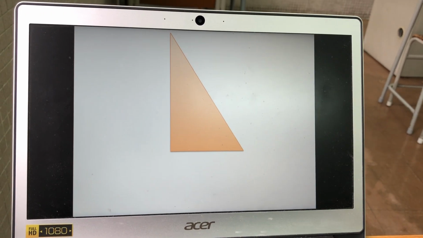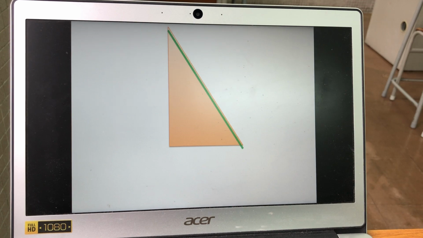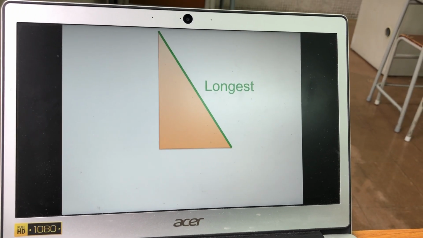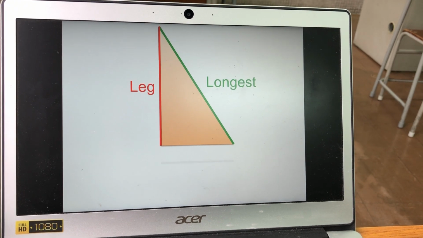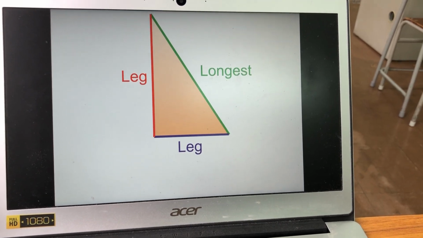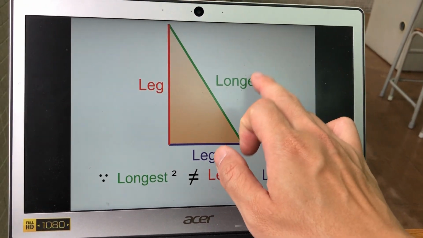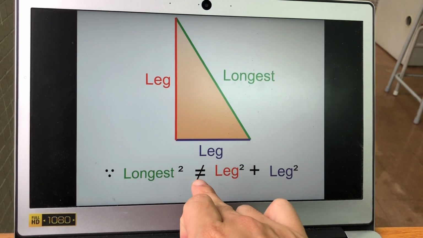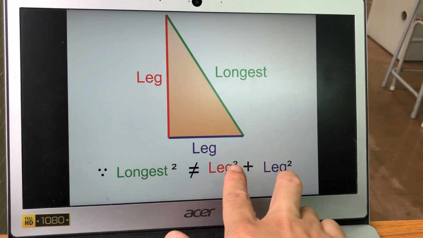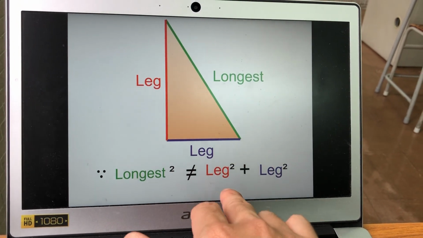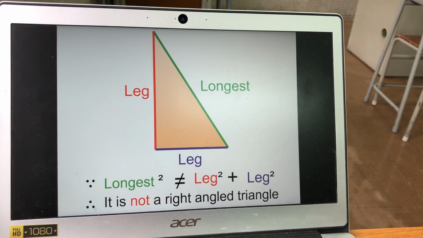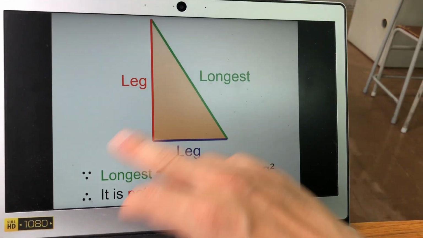And then let's look at the other case. When you are given a triangle like this, first of all, you should find the longest length. This is the longest. And then the other two, you may just call them leg and leg. And then in this case, you find that the longest length to the power of 2 does not equal the sum of the legs to the power of 2. The results are not the same. Do you think that it is a right angle triangle? No, then it is not a right angle triangle. We don't have a right angle here.